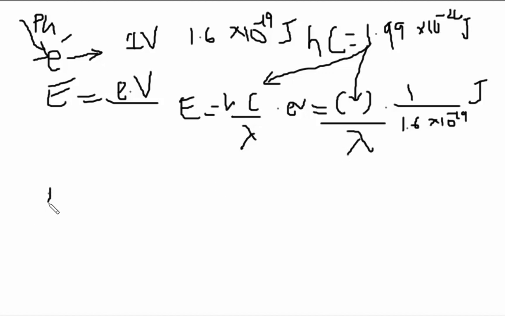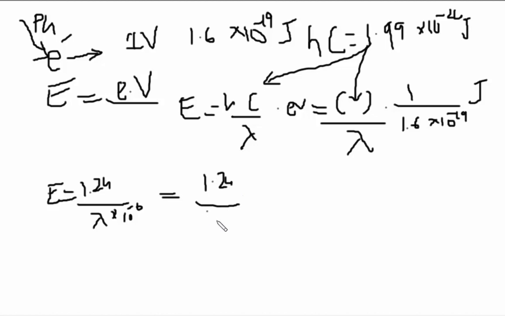then I will get the E value, the energy, which is nothing but 1.24 divided by lambda into 10 to the power of minus 6. Then I can write it as 1.24 divided by lambda in micrometers. This is for simplification. This is valid for any wavelength of light.